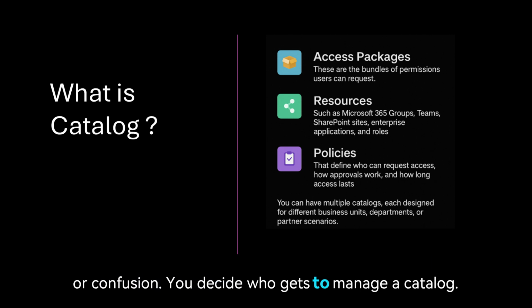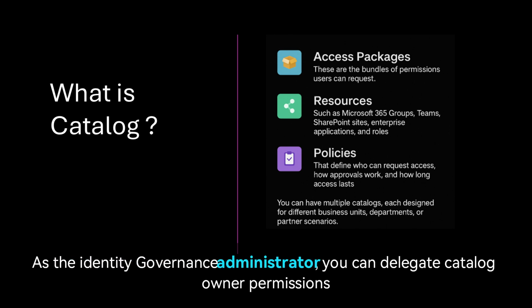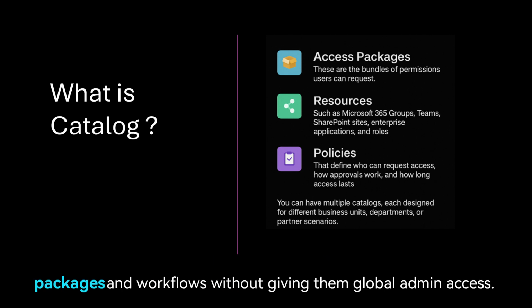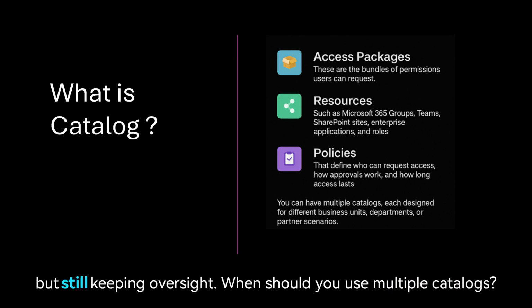You decide who gets to manage a catalog. As the Identity Governance Administrator, you can delegate catalog owner permissions to other users. This means teams or departments can manage their own access packages and workflows without giving them global admin access. By using catalog owners, you're decentralizing access governance, but still keeping oversight.